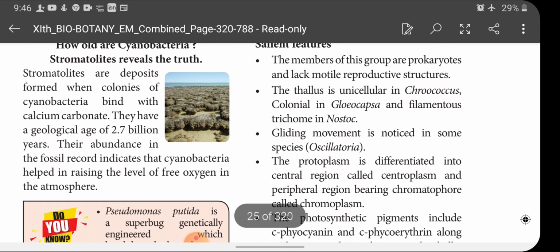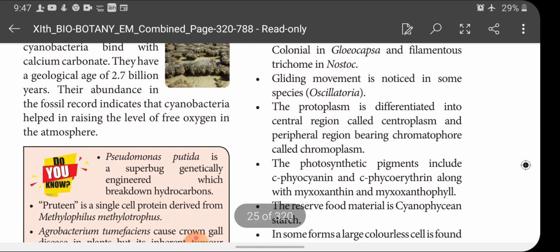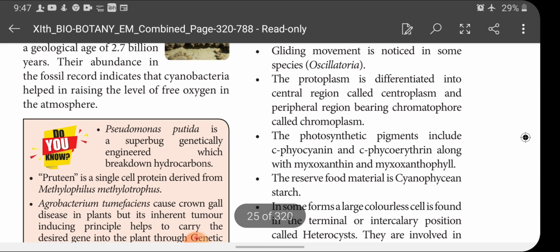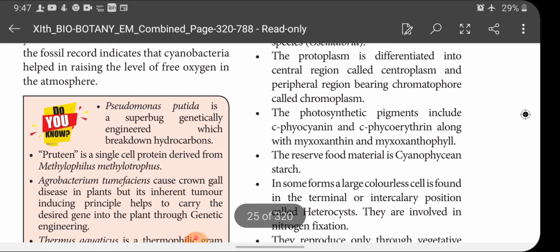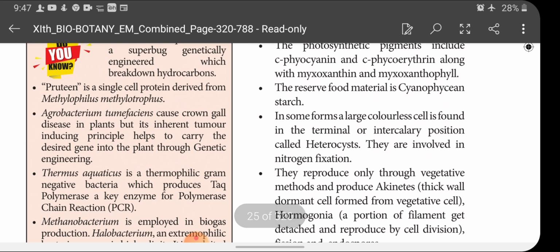Salient features. This is a 5-mark question, children. The members of this group are prokaryotes and lack motile reproductive structures. Thallus is unicellular in Chroococcus, colonial in Gloeocapsa, and filamentous, a trichome, in Nostoc. Gliding movement is noticed in some species. The protoplasm is differentiated into a central region called centroplasm and a peripheral region bearing chromatophores called chromoplasm. The photosynthetic pigments include C-phycocyanin and C-phycoerythrin along with myxoxanthin and myxoxanthophyll. Reserve food material is cyanophycean starch.